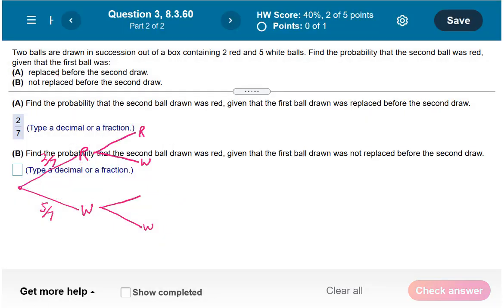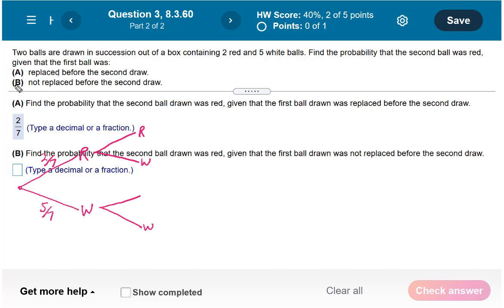For the B part, we're going to go back to our beginning of our tree diagram. The first draw is still valid. The probability of red was 2 out of 7. The probability of white was 5 out of 7.